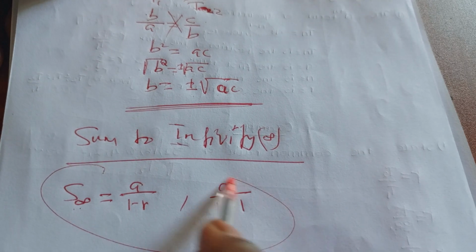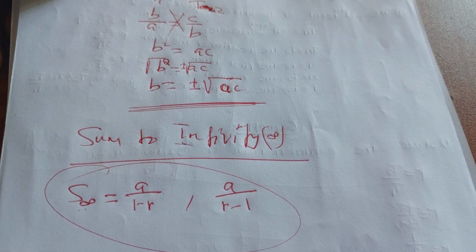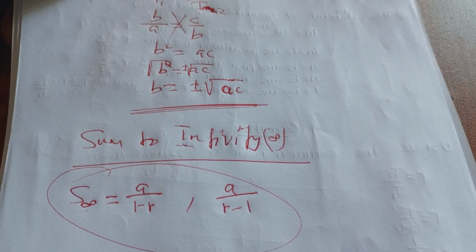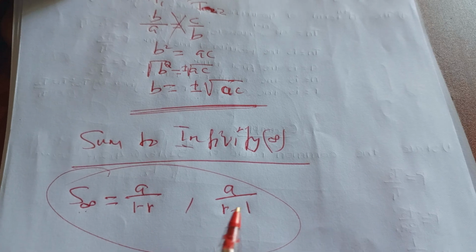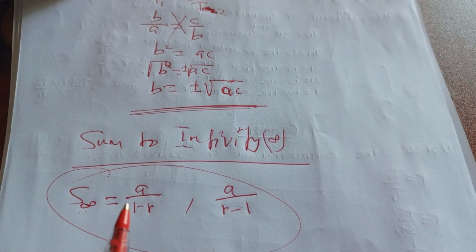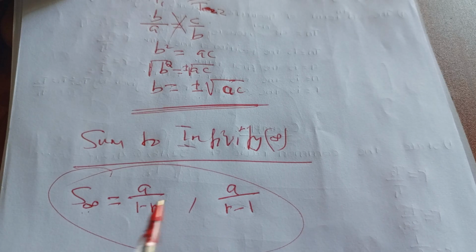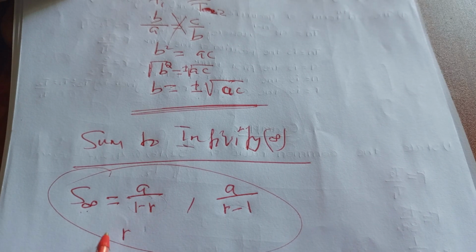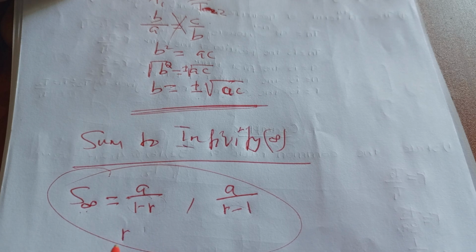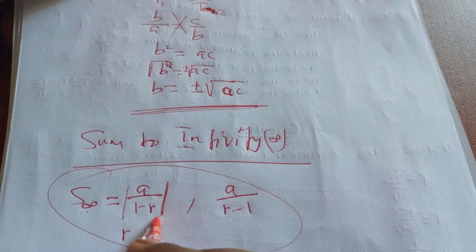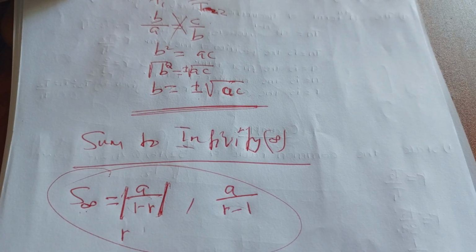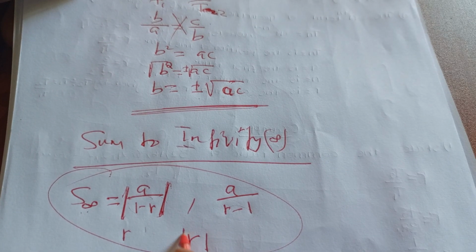So take note of this, very important. For the sum to infinity, you need to check whether R is greater than 1 or less than 1. If R is greater than 1, use this formula, and if R is less than 1, use this formula. And always, this is supposed to be positive. Even if you find a negative, it is supposed to be positive.